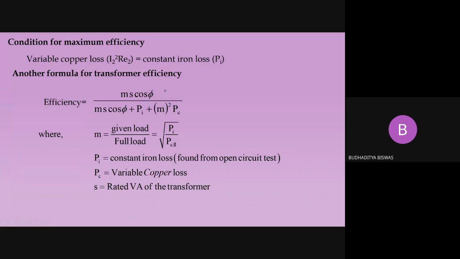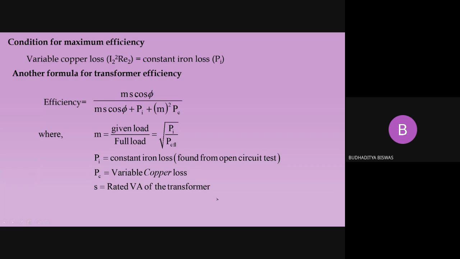Now another formula for transformer efficiency: efficiency equals m S cos phi divided by m S cos phi plus Pi plus m square Pc. So what is this m, what is this S? Except for m and S, everything you know. So m equals the given load by the full load, which equals root of Pi by Pc full load. Pi is called the constant iron loss, found from the open circuit test, coming later, and this Pc is the variable copper loss. So this Pc depends upon the secondary current, and Pi is the constant iron loss.